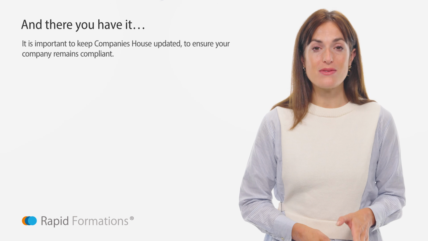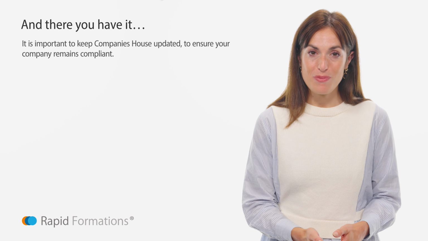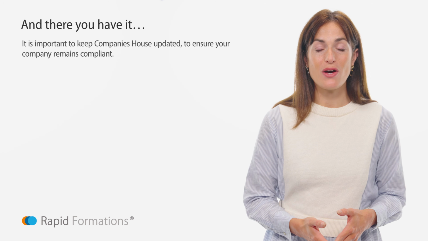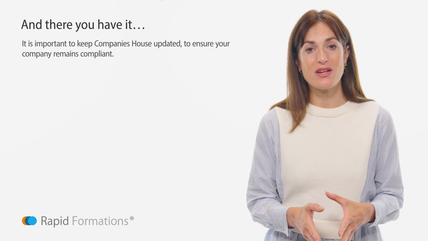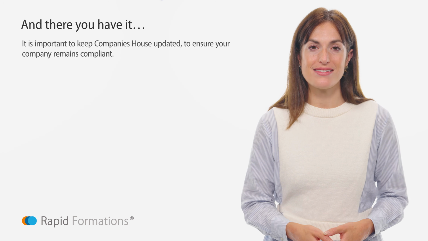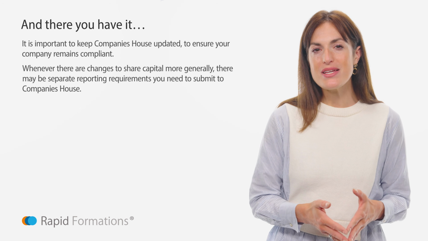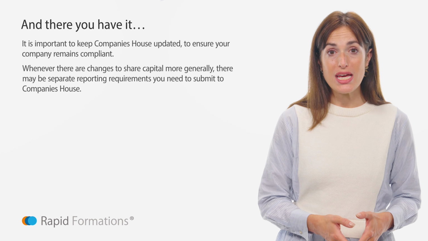And there you have it, a quick guide to updating shareholder information at Companies House. It is important to keep Companies House updated to ensure your company remains compliant. Please remember, what we have discussed in this video concerns how to update information about a shareholder and their holdings. Whenever there are changes to share capital, more generally, there may be separate reporting requirements you need to submit to Companies House.